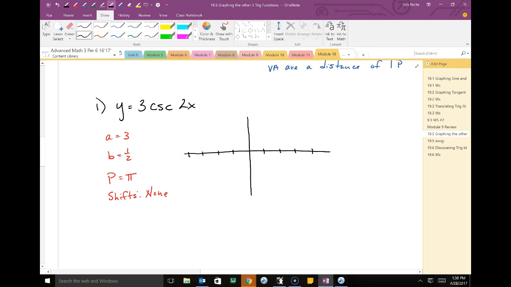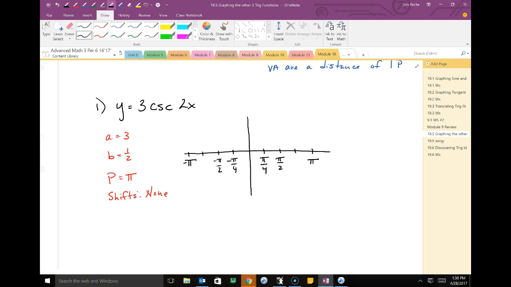So what is the distance of my 4th increment for this one? Pi. Okay, so the 4th increment is always the distance of your period. From there, I'm just going to make sure I get to the first one. So what's half of pi? And what's half of pi over 2? Okay, I'll label that in the negative direction. Alright, so from here, I'm just going to start with my vertical asymptotes.